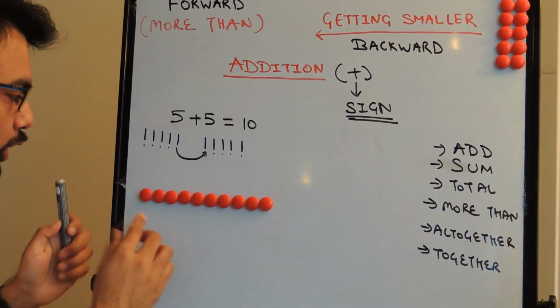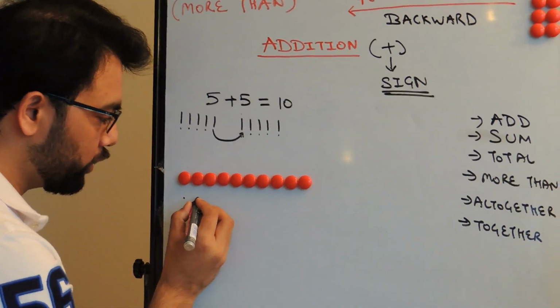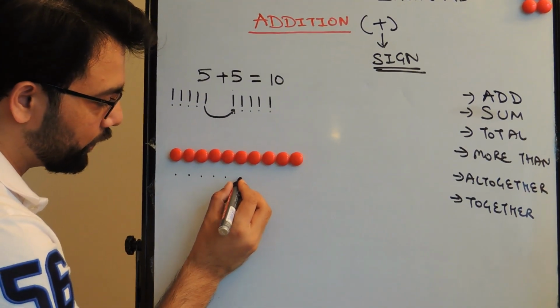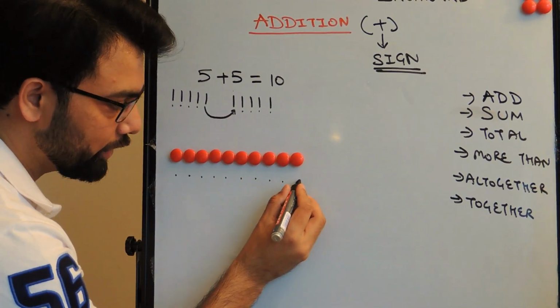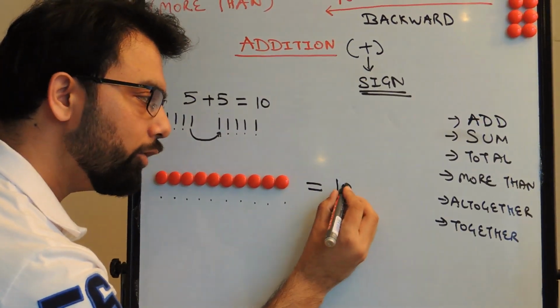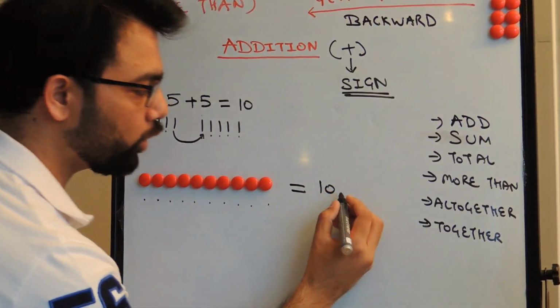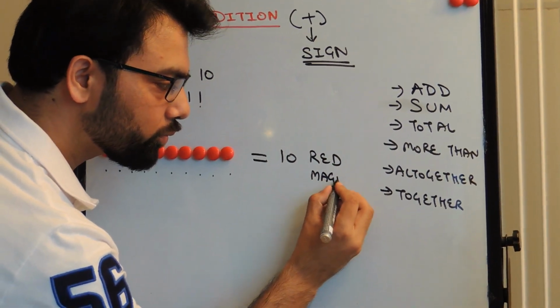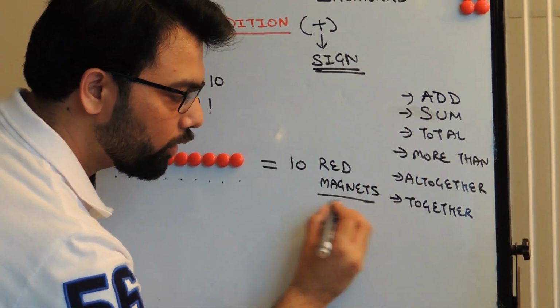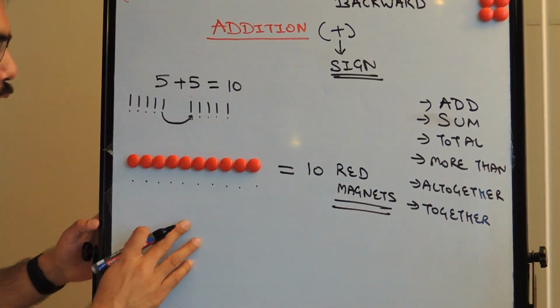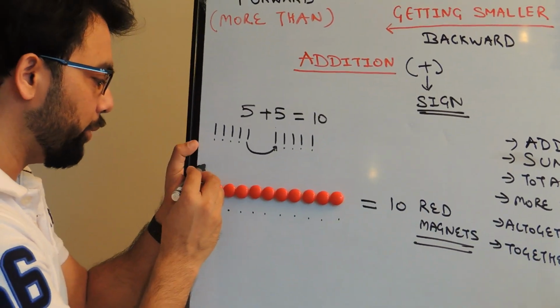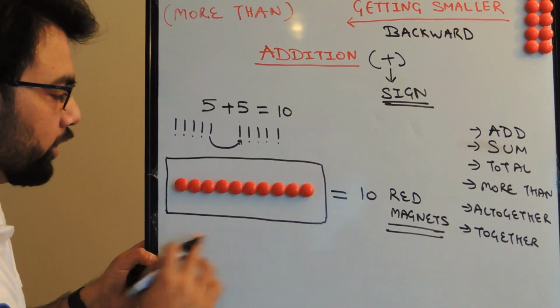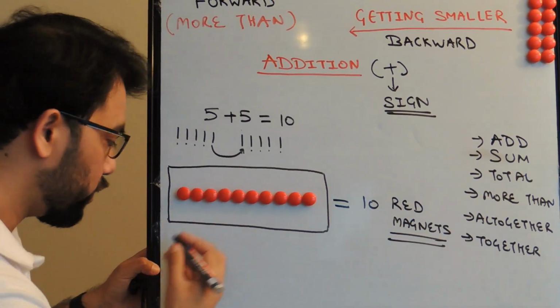So kids, we know this thing, right? So Harshu, this is like 1, 2, 3, 4, 5, 6, 7, 8, 9, 10. So we have 10. We talk about 10 red magnets. Okay, so we have 10 red magnets. Now what I need to do, kids, is make one box. Now let me use a few words from here and we'll talk about how it is.